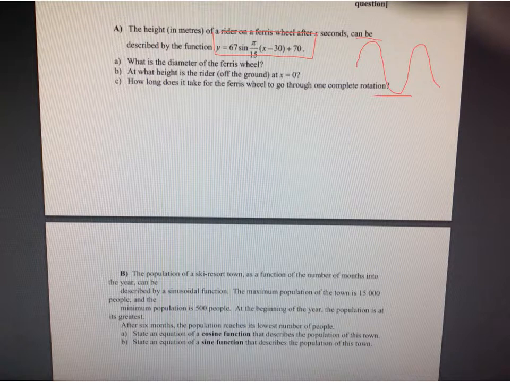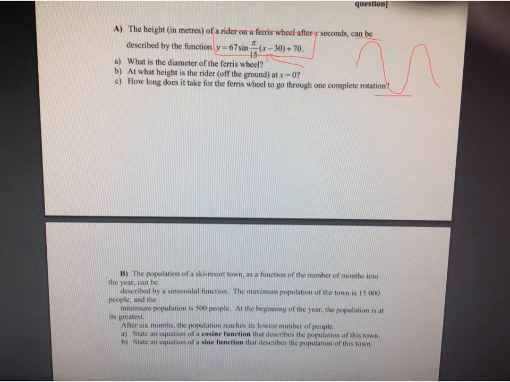At what height is the rider off the ground at x equals 0? That's simply a matter of substituting 0 in for x in the equation and calculating the y value. And how long does it take for the Ferris wheel to go through one complete rotation? So for that, you need to determine what is the period of the function.